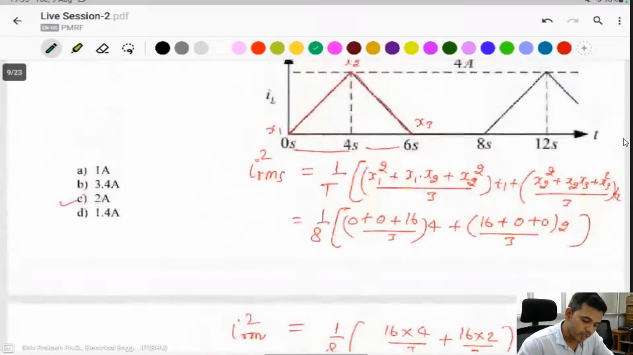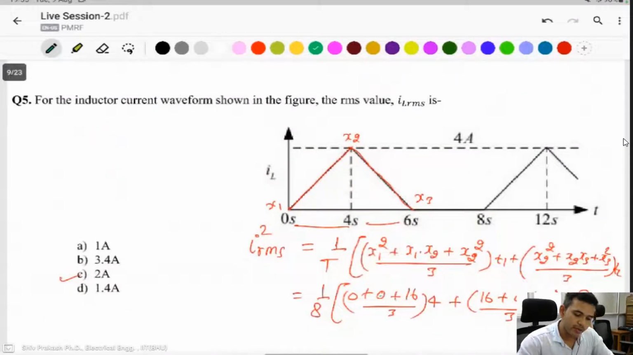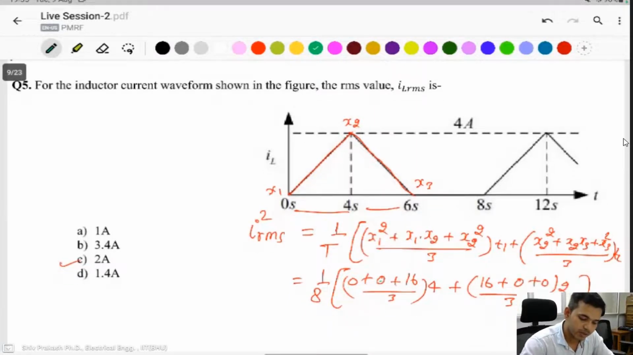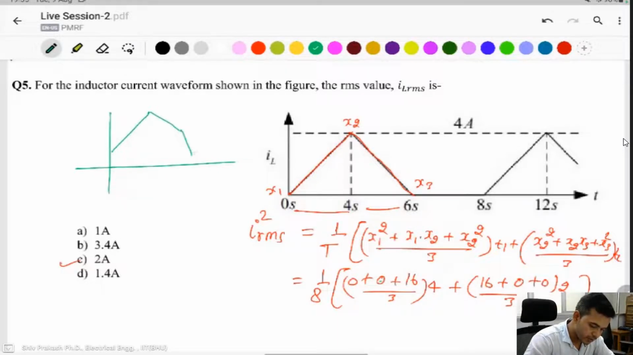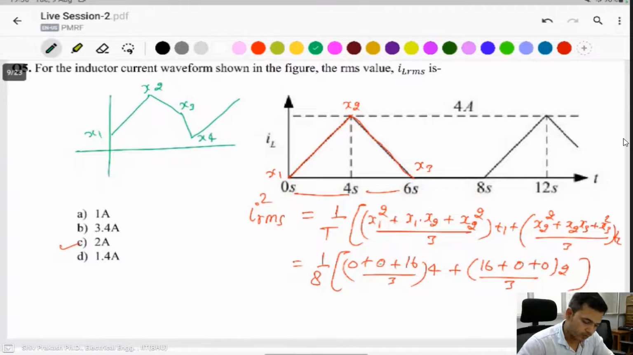This value is given actually; x1, x2, I choose. At each corner you can choose the values x1, x2, x3. If there is one more here, you find the equation, then you find x1 here, x2 here, x3 here, x4 here, and apply the same formula for all of them, then you find the RMS value. Each corner you can take one variable.